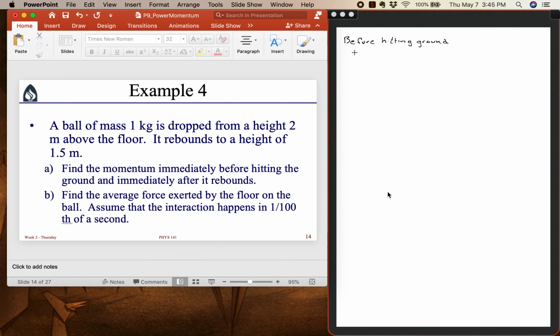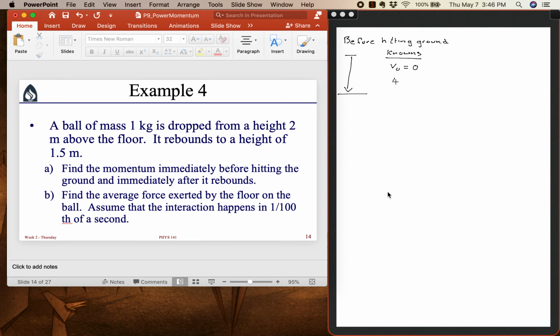Before hitting the ground, the ball drops from a height that's 2 meters above the floor. So it starts out 2 meters above and then it comes down, and we want to consider right before it touches the ground, so the part of the motion where the ball is in free fall. If we just consider this part of the motion, we can write down some knowns because we are dealing with a free fall situation. We know that initially the ball is at rest. It starts from rest, it's let go, and it falls.